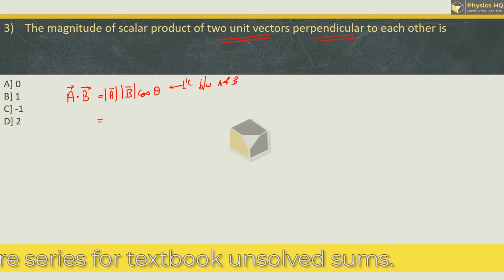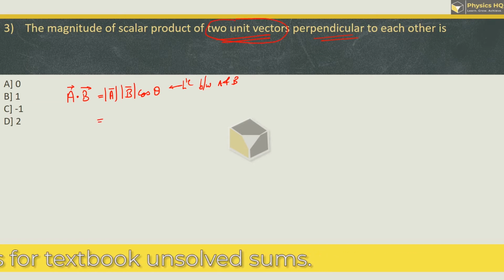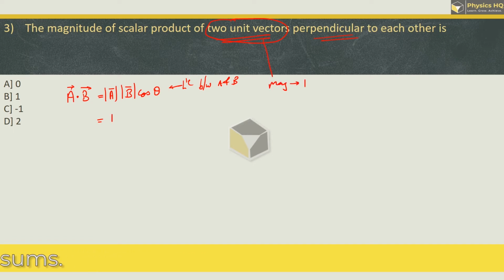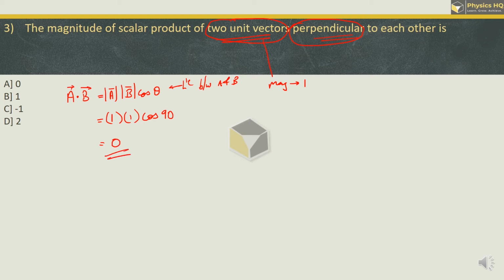Now since both these vectors over here are unit vectors, means their magnitude is 1. Okay, so let us put the values. Magnitude of A will be 1, magnitude of B will be 1, and cos of angle between them will be cos 90 degree because it is mentioned that vectors are perpendicular to each other. Cos 90 is 0, so the magnitude of scalar product will also be 0. So the correct option is option A.